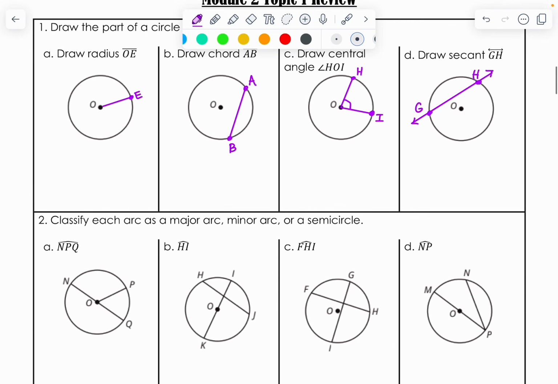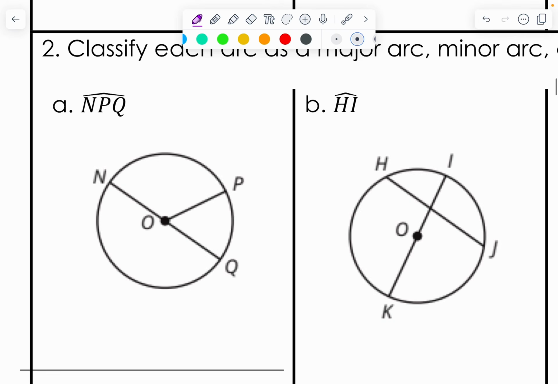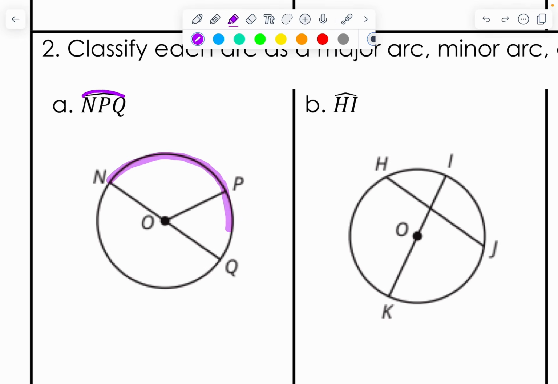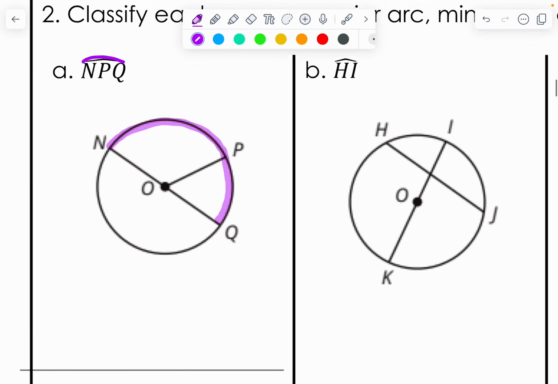Number 2, classify each arc as a major arc, minor arc, or a semicircle. So, and this is an arc symbol, it's supposed to be a smooth arc, but I know on Microsoft Word that doesn't exist. So we're going to start at N, and we're going to go to P, and then we're going to go to Q. What kind of arc is that? It is a semicircle.